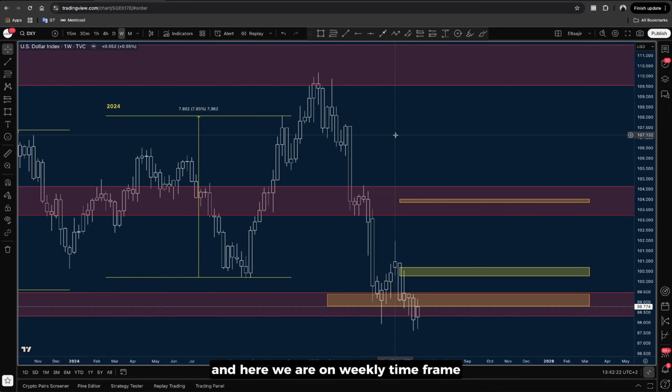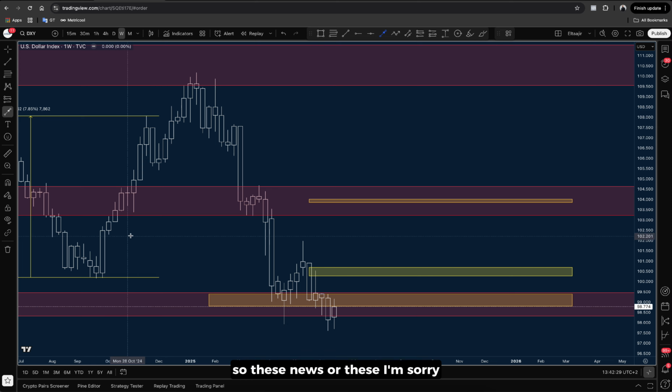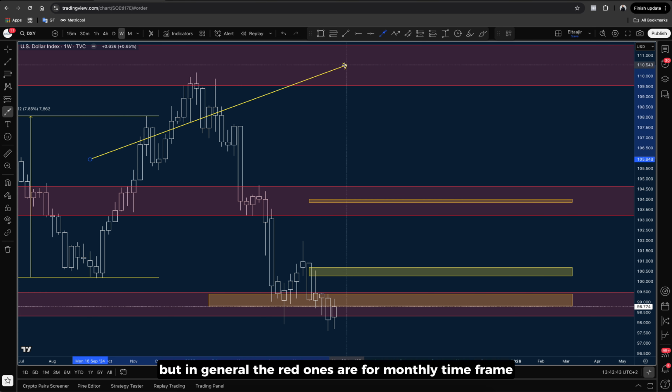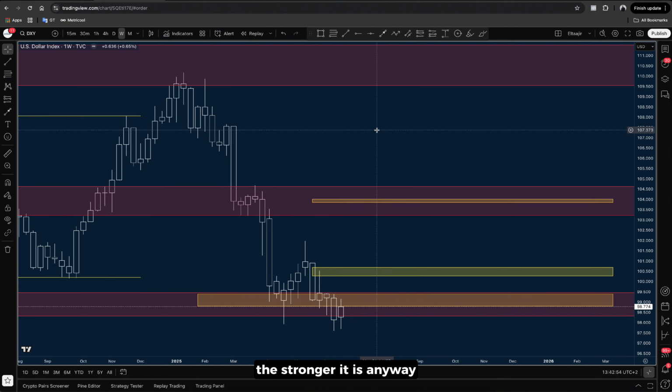And here we are on weekly time frame. For those of you watching me for the first time, these areas which are in red or yellow are my prospect zones, which I did talk about a lot with my students, and they know how to find them on the chart. In general, the red ones are for monthly time frame, yellow ones are for weekly time frame, and green ones are for the daily time frame. And as we know, the higher the time frame, the stronger it is.